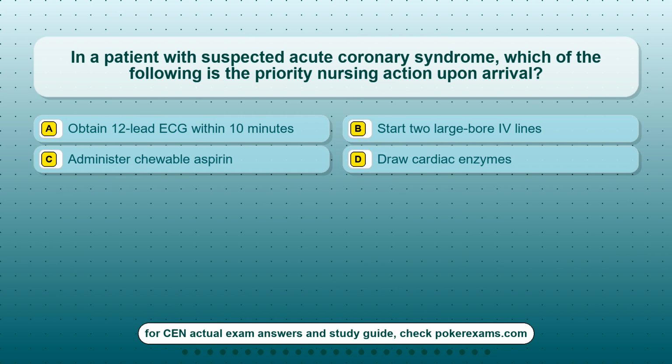Question 22. In a patient with suspected acute coronary syndrome, which of the following is the priority nursing action upon arrival? Option A, obtain 12-lead ECG within 10 minutes. Option B, start 2 large bore IV lines. Option C, administer chewable aspirin. Option D, draw cardiac enzymes.